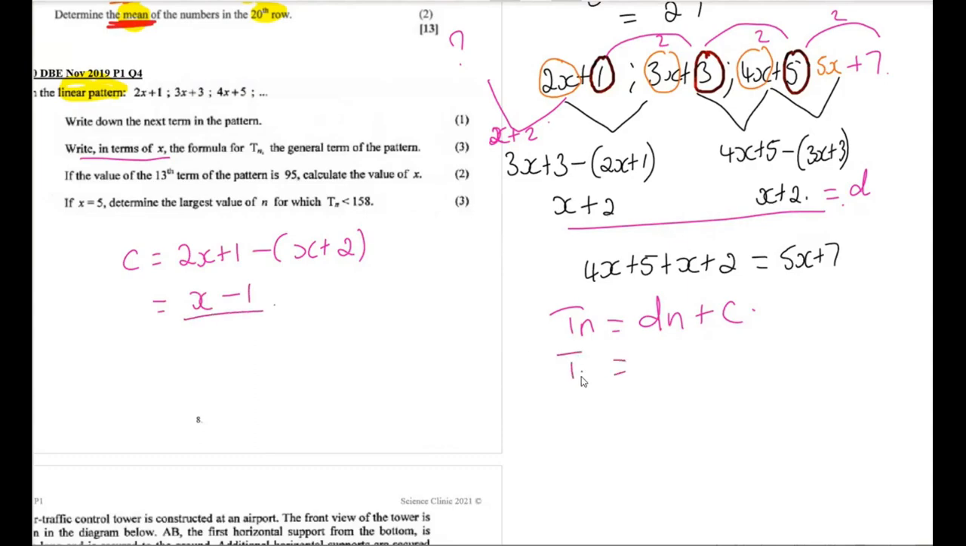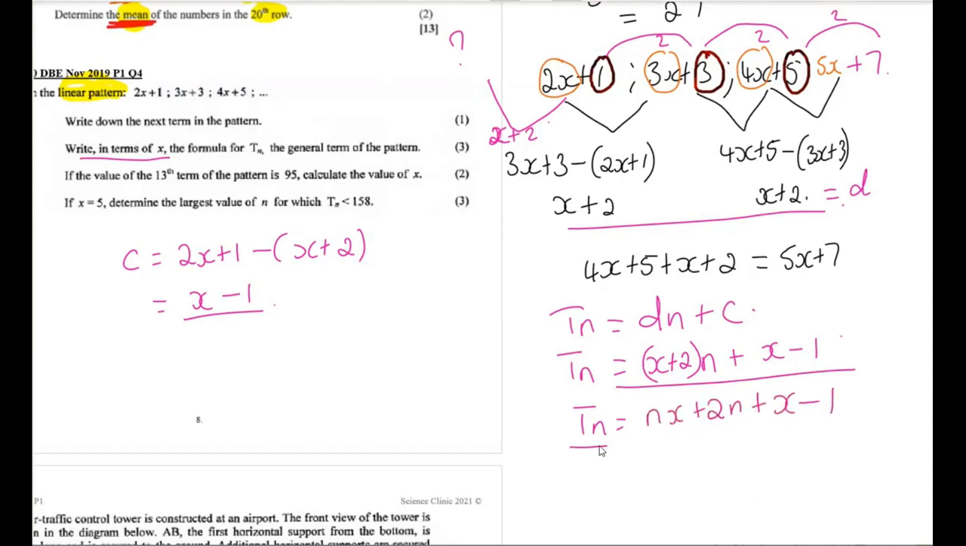So let's put it in. What is our general formula? d is x plus 2, and we are going to put n there, and our c is plus x minus 1. Do we understand? You can expand it if you want. If you want to expand it, you can distribute the n. It will be nx plus 2n plus x minus 1. So in terms of x, that is our general formula. Or you can leave it like that as well. It's okay. Do we get it, guys?